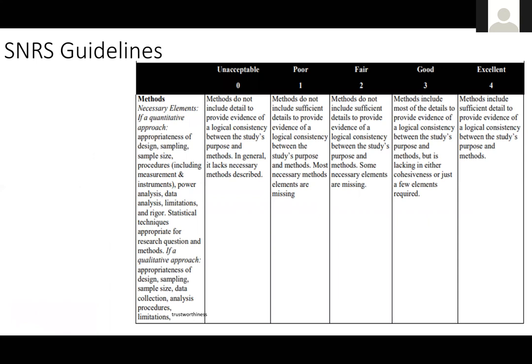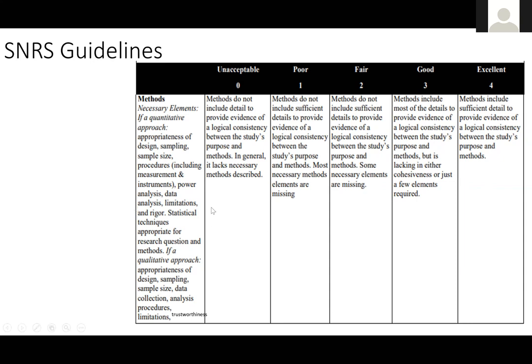So what do we look for when we review methods? An excellent methods section will include sufficient detail to provide evidence of a logical consistency between the study's purpose and methods. Your methods section should say, this is how we did the study, and that study design should really fit with the purpose of the study. If you don't include enough detail to let us know what the study did, if it's not clear how the methods aligned with the purpose of the study, you won't get a good score.